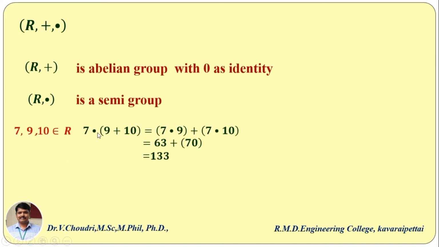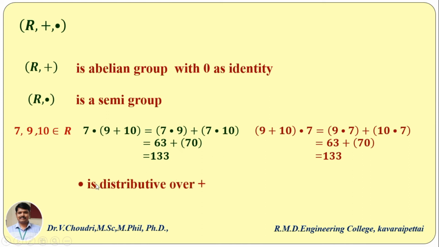Okay, so combine the two operations together, dot and plus. So 7 · (9 + 10). How is it split? 7 · 9 + 7 · 10. Answer 133. Or (9 + 10) · 7, so 9 · 7 + 10 · 7. Both answers are what? 133. So this type of property is called dot is distributive over plus. Dot is distributive over plus.